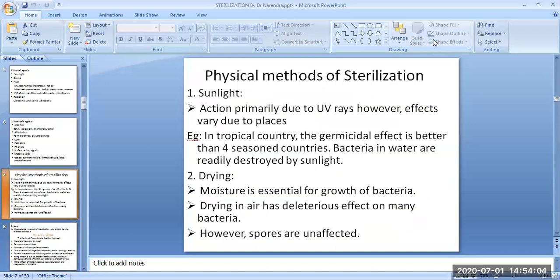Physical method of sterilization: sunlight. Action is primarily due to UV rays, however, effects vary due to places. In tropical countries, the germicidal effect is better than in temperate countries.